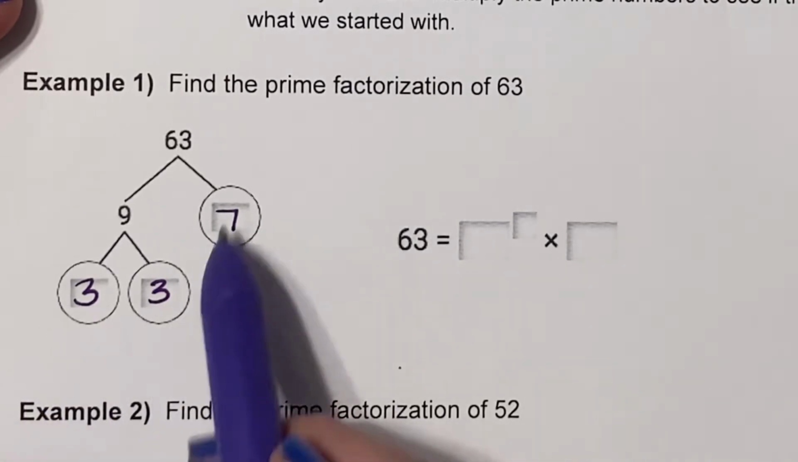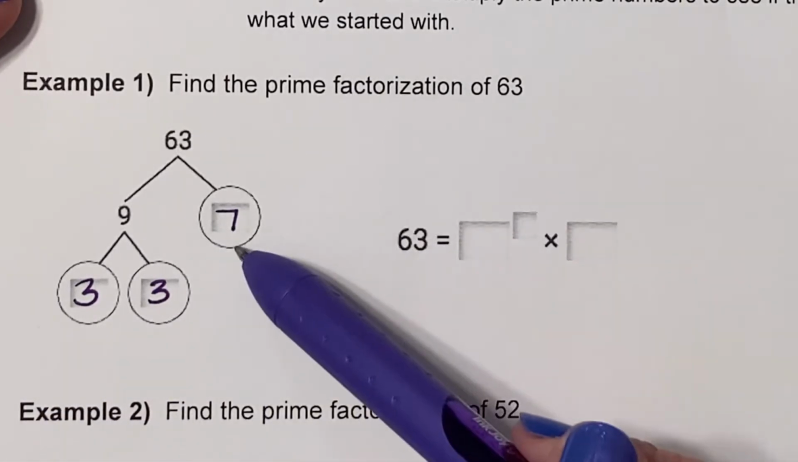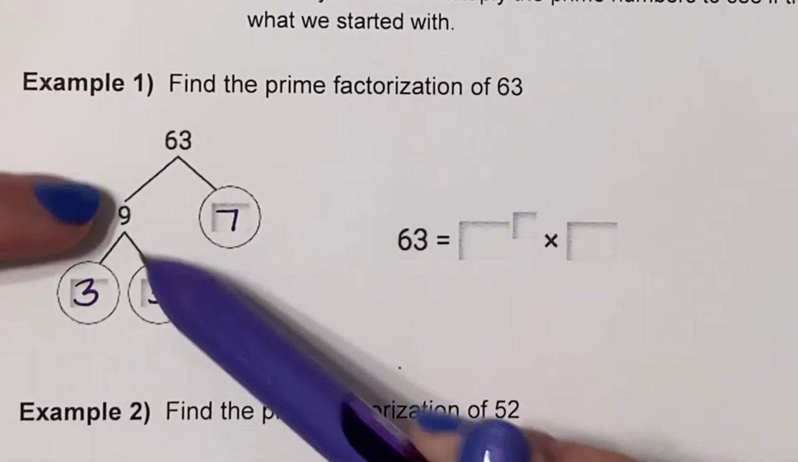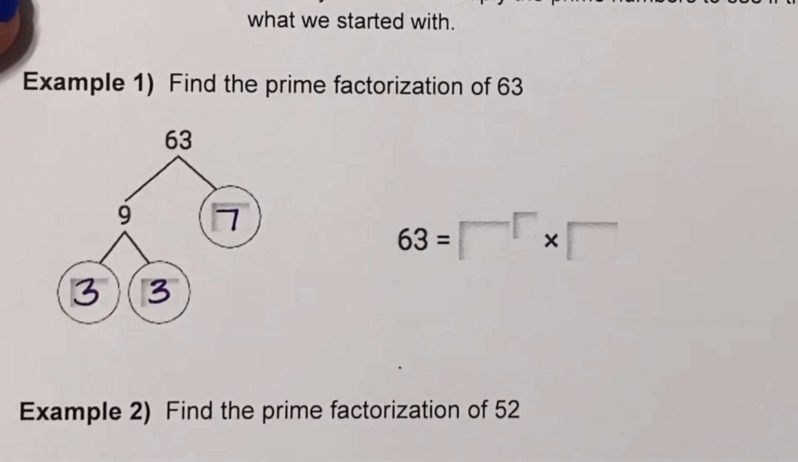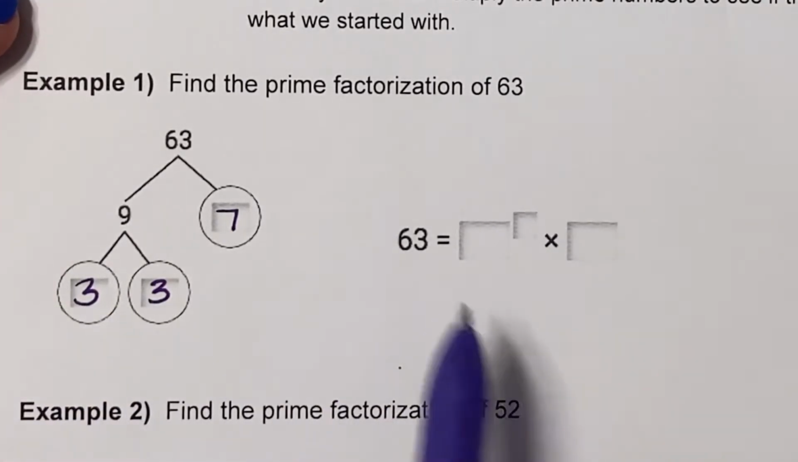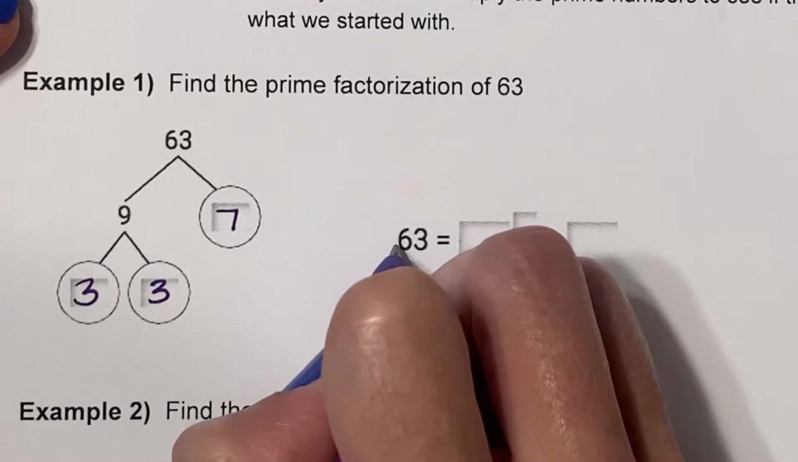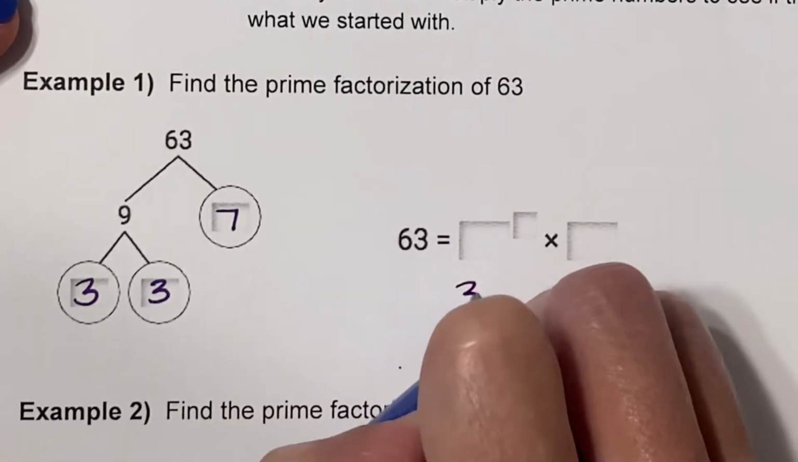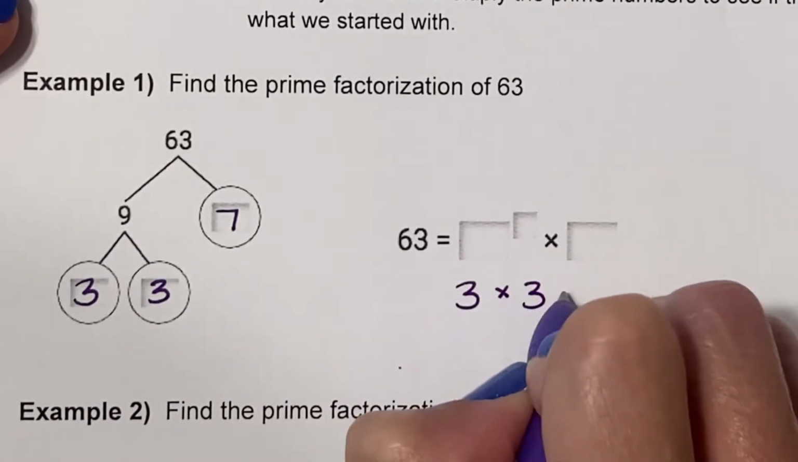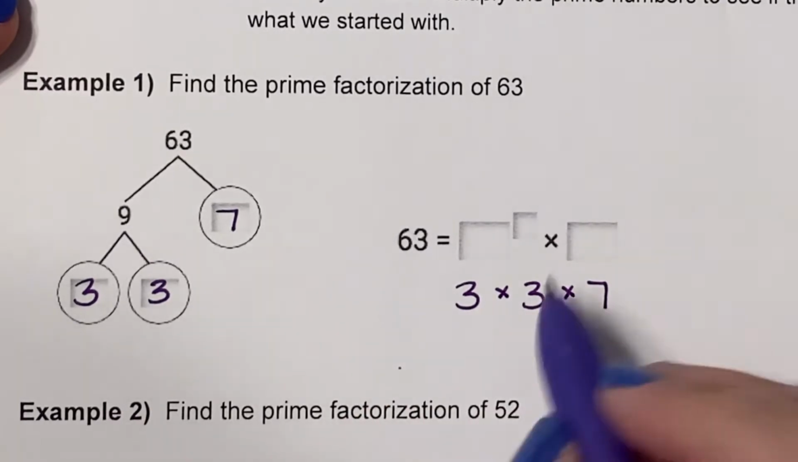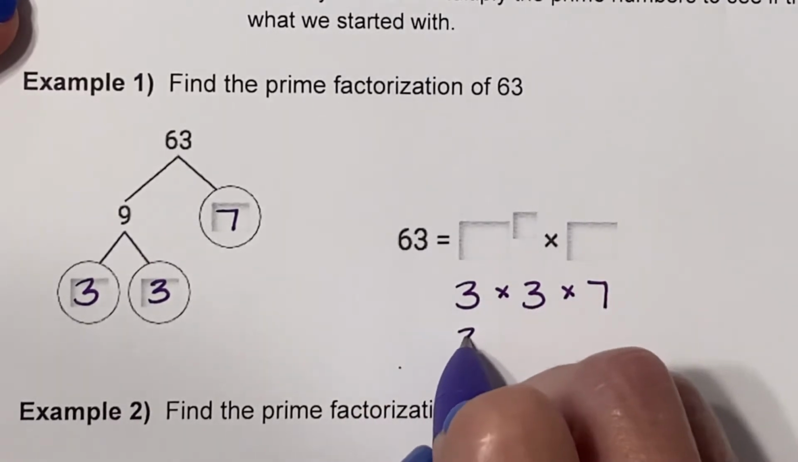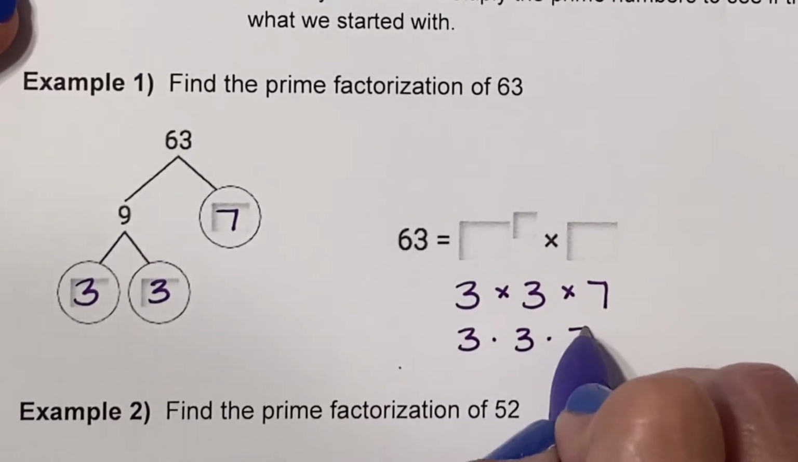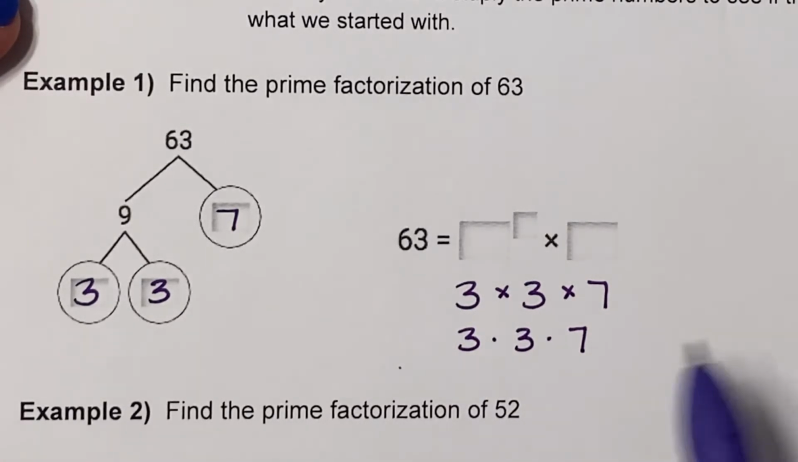I don't have anything else to break down because this tree ended with a prime, these trees ended with primes. I'm done breaking things down. Now I'm going to list them out in order. So 63 is going to be 3 times 3 times 7, or if you want to do the times thing, you could do a dot, 3 times 7. That means the same thing.